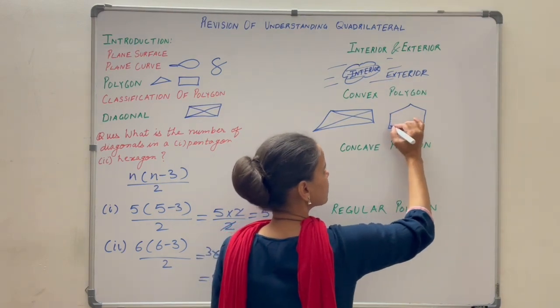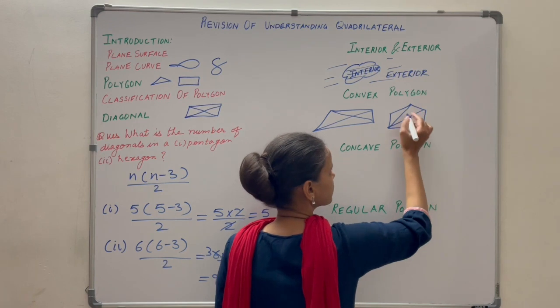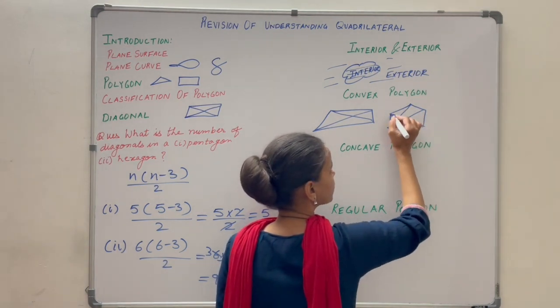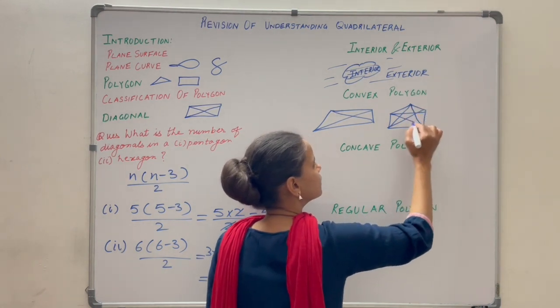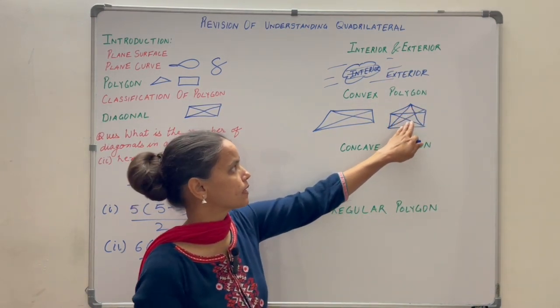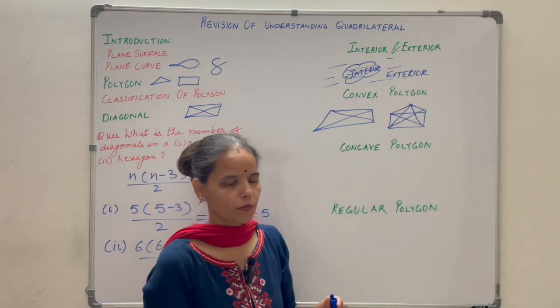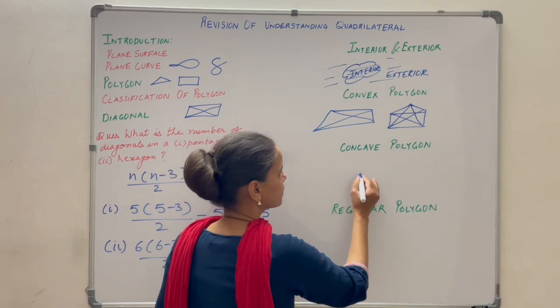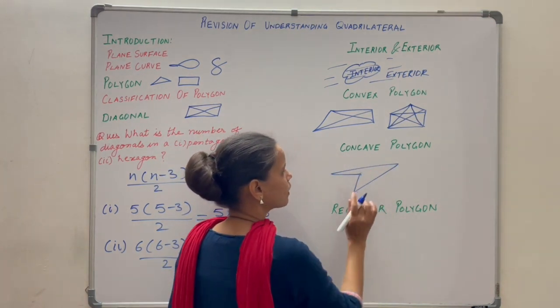Here you can see all the diagonals. It will have 5 diagonals because it's a pentagon. You can see all the diagonals lie fully inside this polygon. So all these are examples of convex polygons. And this polygon is a concave polygon.